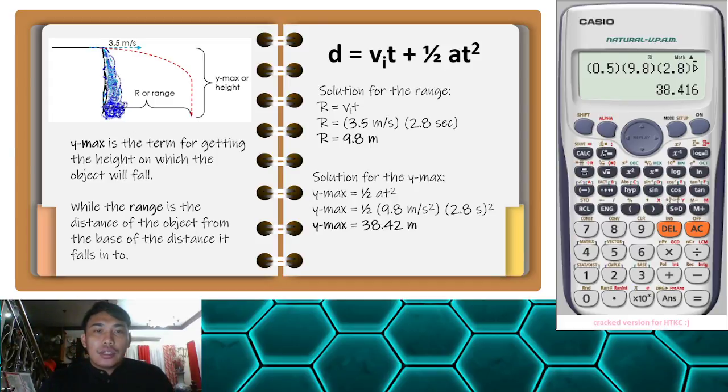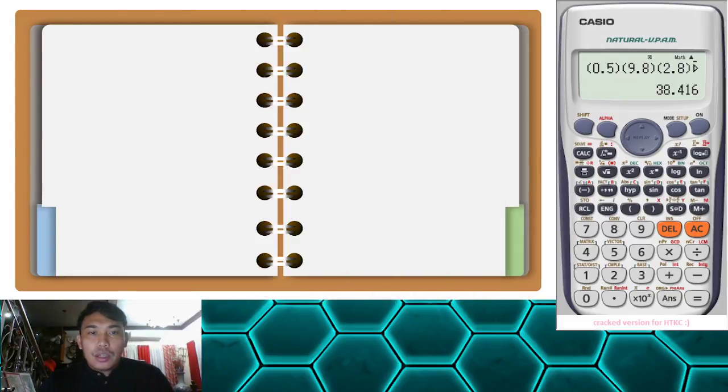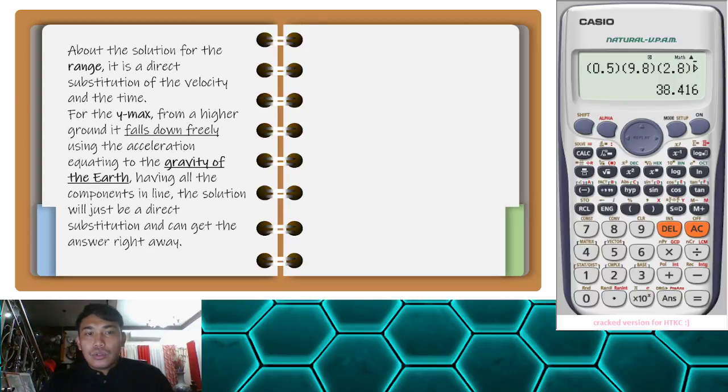So proceeding to the solution, it is a direct substitution, using the velocity and the time, so we can solve for the range. And for the y max, from a higher ground, it falls down freely, free falling. So that's why the acceleration that we use was the gravity. Since it is based on the earth, we use the gravitational acceleration of the earth, which is 9.8.